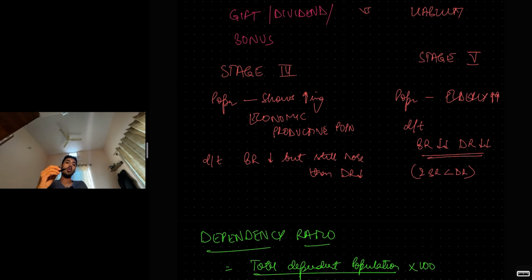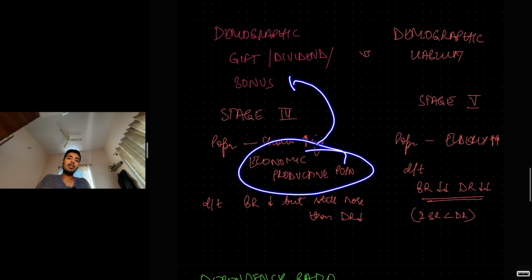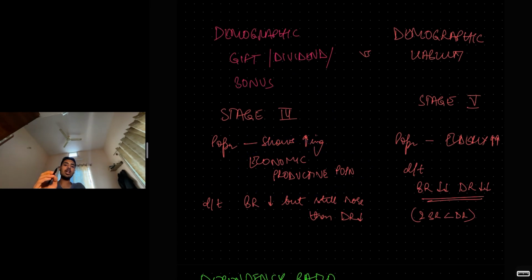What is the reason? Because here death rate has decreased, of course. Death rate has decreased, and birth rate is also decreasing, but it's still more than death rate. So you still have an increasing population, but birth rate is still more than death rate. So you'll still have a lot of youth, you'll still have a lot of economically productive population. This is known as demographic gift or demographic dividend or demographic bonus.